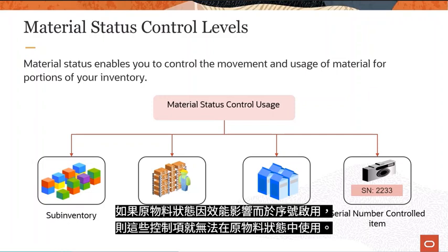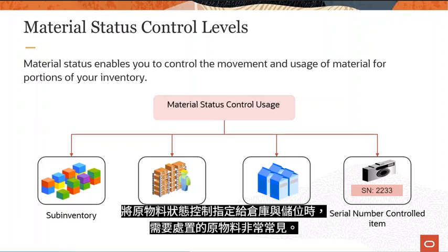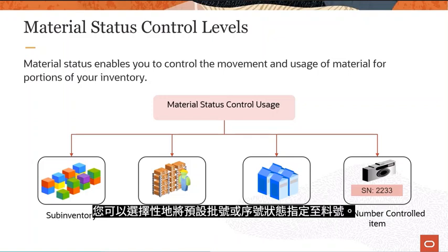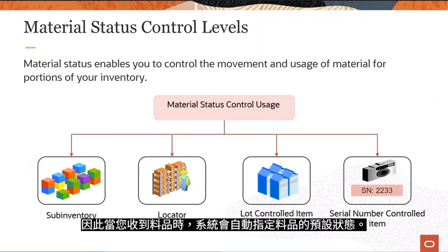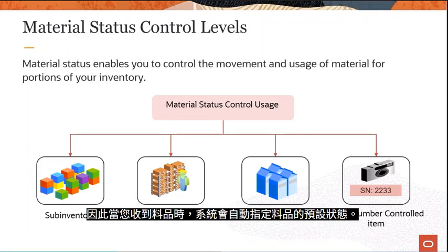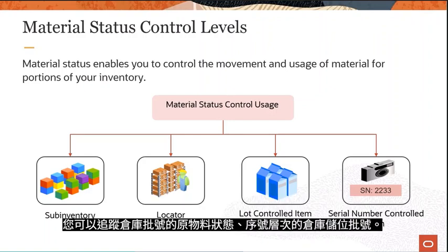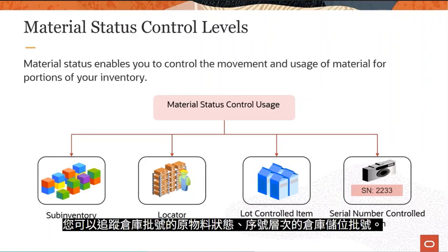When assigning the material status control to subinventories and locators, it's very common for a material that needs to be dispositioned. You can do it for a whole subinventory or just a locator within a subinventory. You can optionally assign a default lot or serial status to an item. So when you receive the item, the system automatically assigns the default status to the item. So if you want things to come in and be automatically quarantined or whatever the case might be, you can do that.